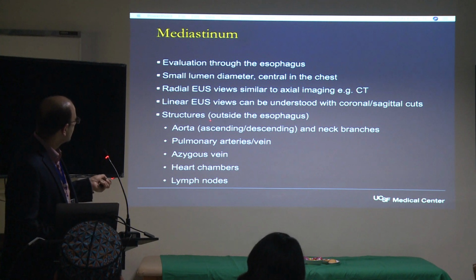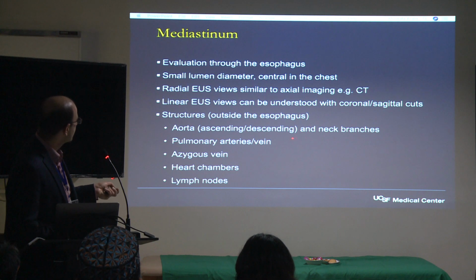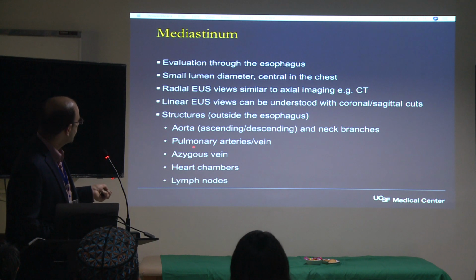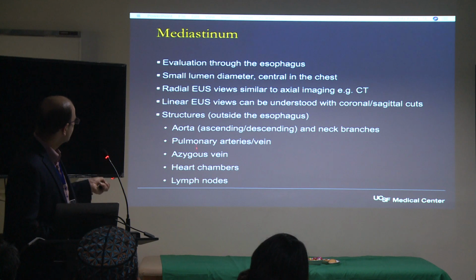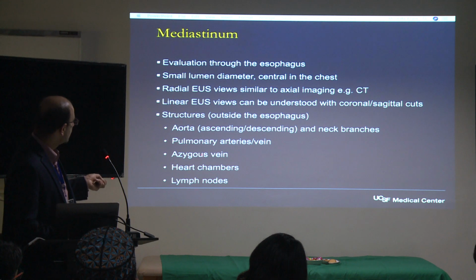And the areas that we can see are, of course, the aorta, the branches, the pulmonary artery, vein, azygos, heart chambers, lymph nodes. So all these vascular structures are nice to visualize, but also have lymph nodes around them that you can see.